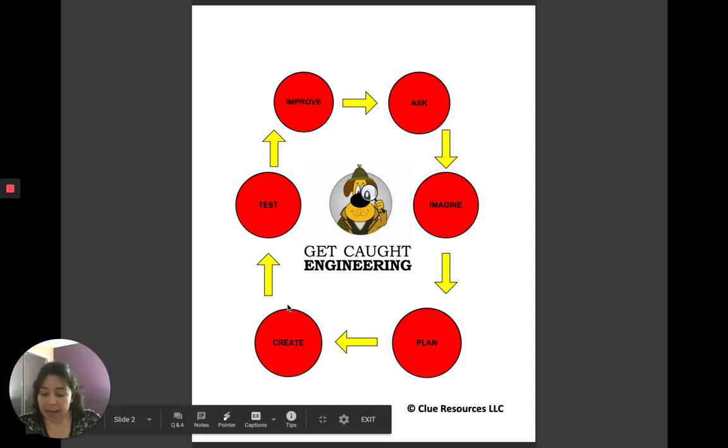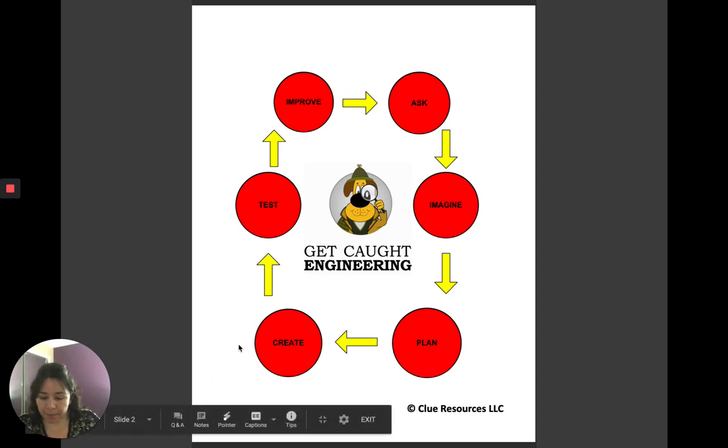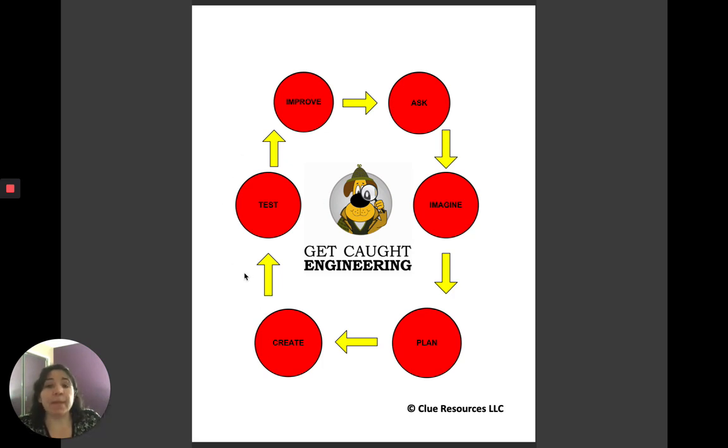Then we create. We use our plan to design what we imagined to solve the problem. After we've created, we have to test it to make sure that it does solve the problem. We have to make sure it works.